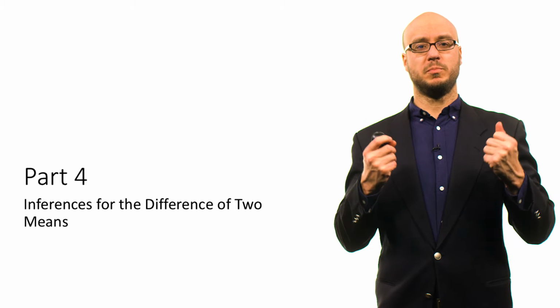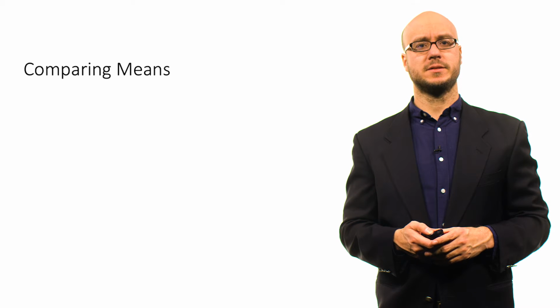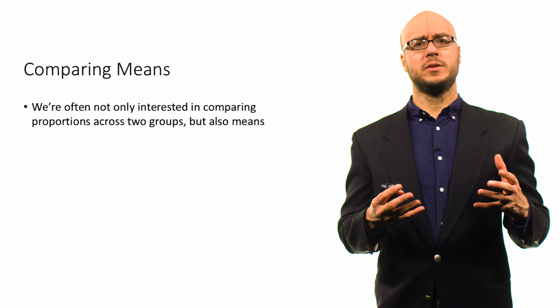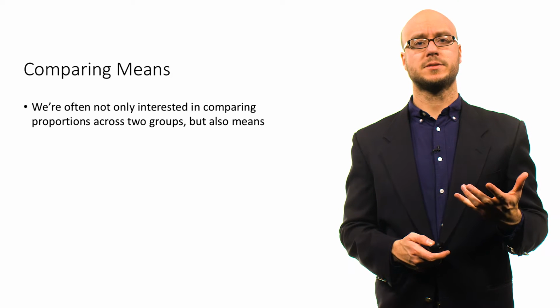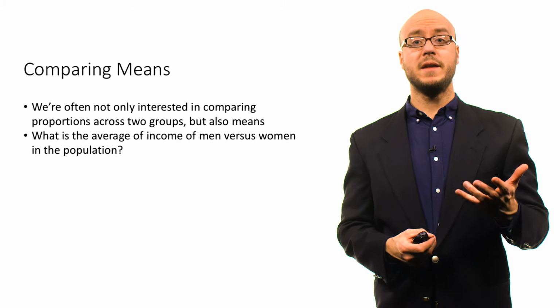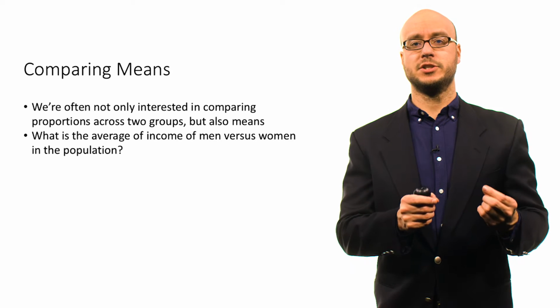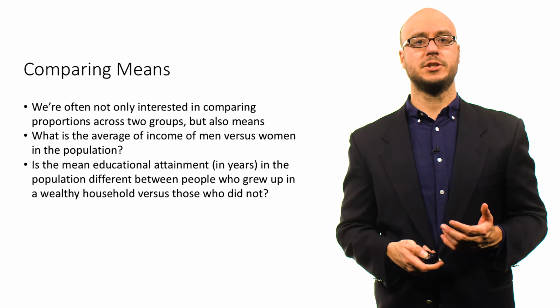Hi everybody, welcome to part 4, in which we talk about inferences for the difference of two means. So we're often not only interested in comparing proportions across two groups, but also averages or means. So we might ask, what is the average income of men versus women in the population? So not based on the sample on hand, but in the population.